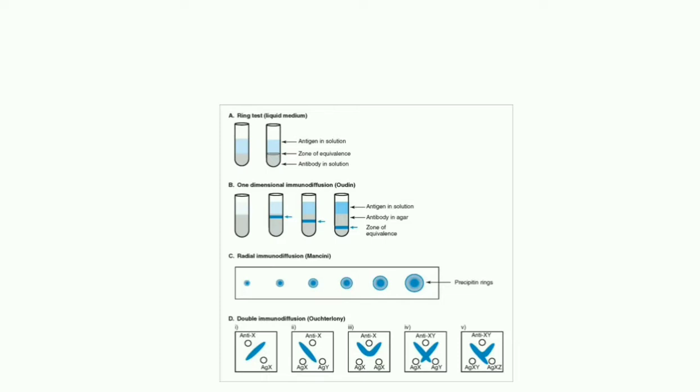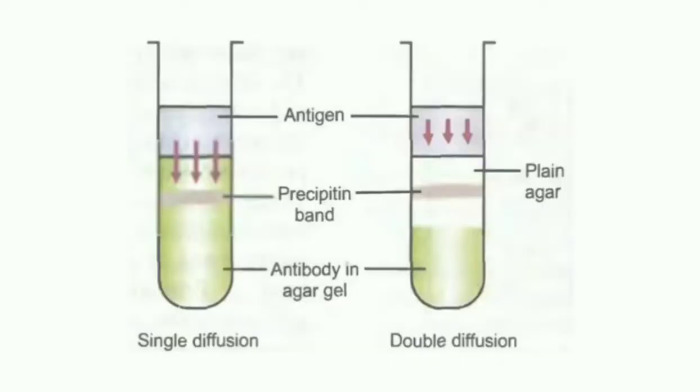Okay, to understand more, we have another picture. Here you can see that below the green color is where you have the antibody incorporated in the agar gel. Above that, in the solution, you have antigen. Now what happens? The antigen comes down and there is a ring of precipitate.